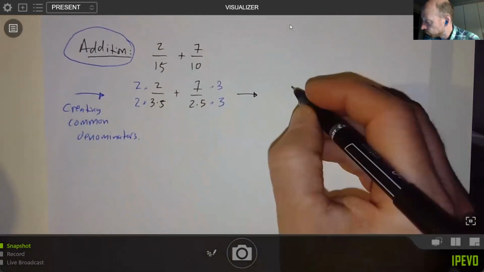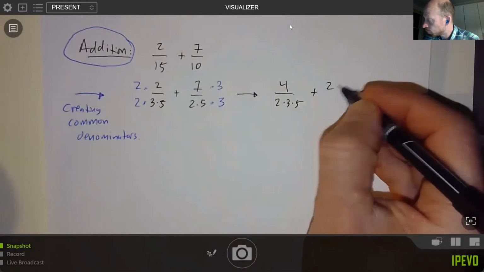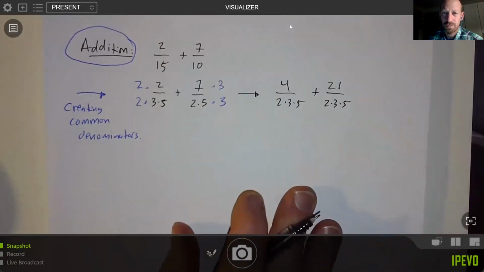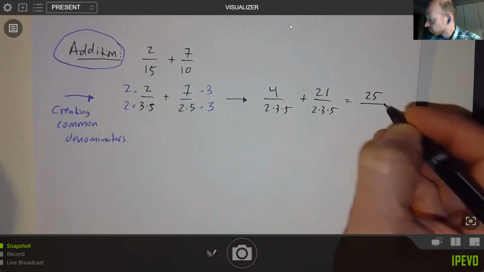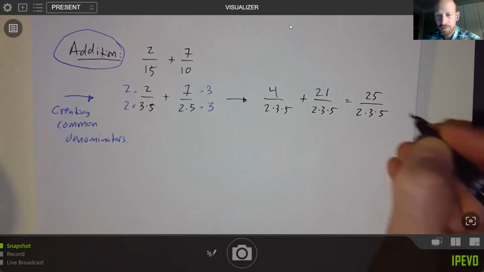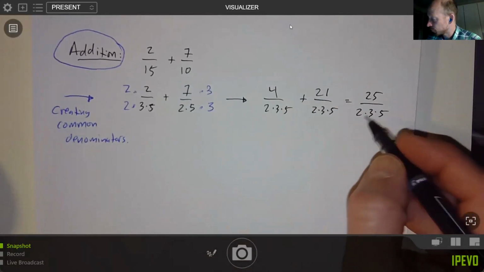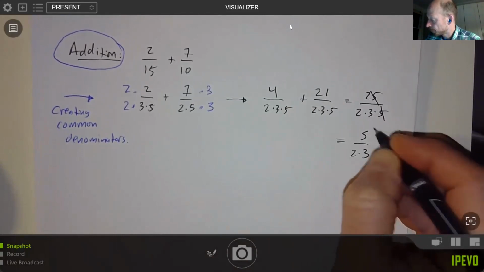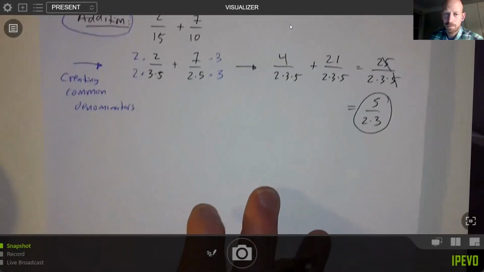So what that gives me is 4 over 2 times 3 times 5. And then this is going to be 21 over 2 times 3 times 5. I can write those in either order. And so now that they're the same denominator, I get to add them together. 25 over 2 times 3 times 5. And then finally, we can do a little simplification. Right here, one of the factors of 5 cancels, or 5/6. So we're going to do the same process with polynomials now.